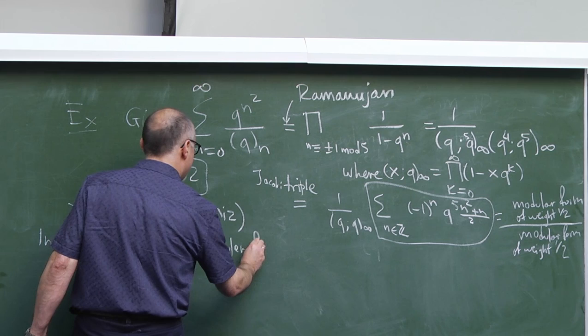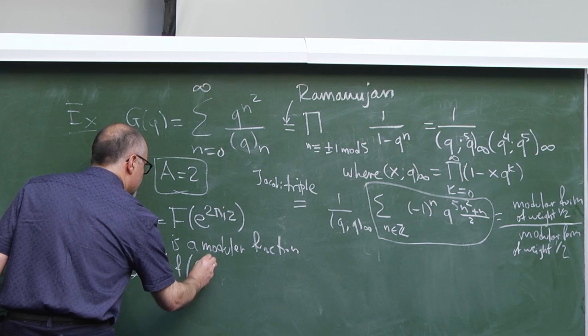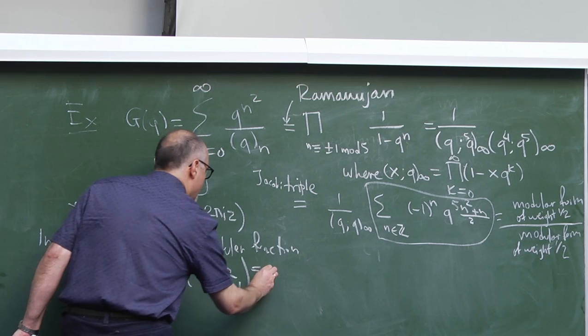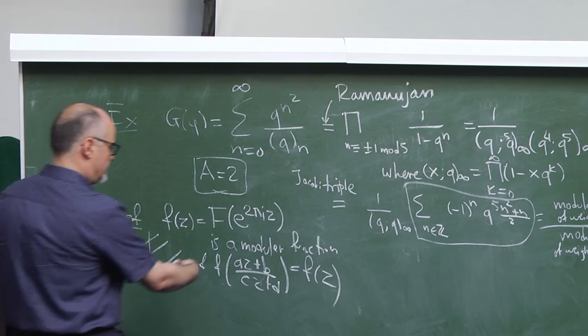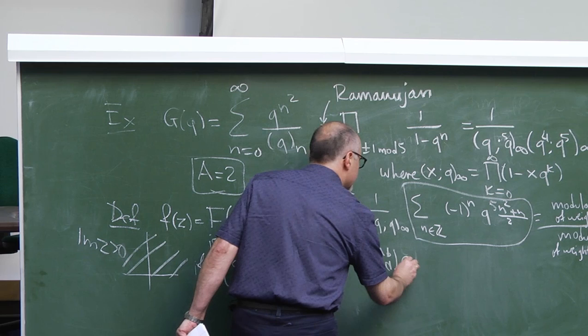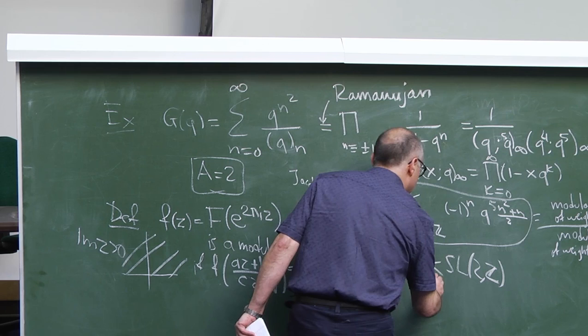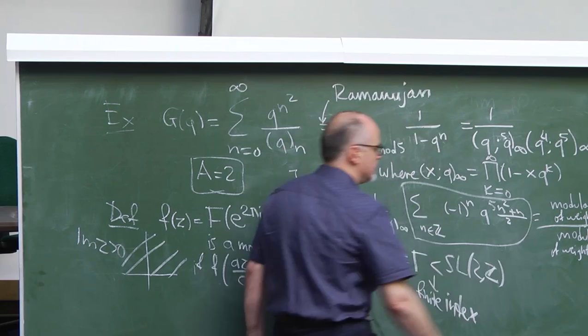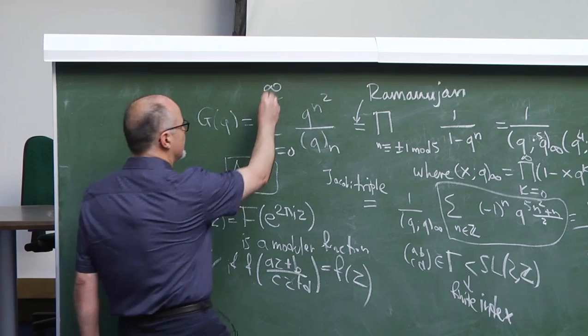if it is invariant under fractional linear transformations where A, B, C, D are in a group gamma, which is a subgroup of SL2Z of finite index. Typically, you just take the full subgroup of SL2Z. So therefore, this particular sum is a modular function.